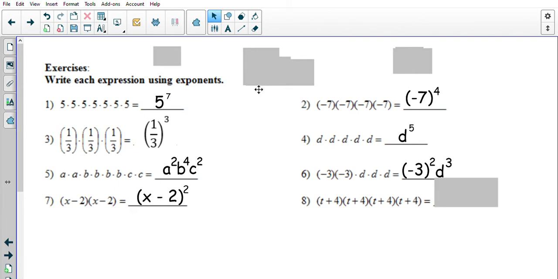And finally, from this group number 8, we have t plus 4 times t plus 4 times t plus 4 times t plus 4. This will be t plus 4 in parentheses to the 4th power. Our base is t plus 4 and our exponent is 4.